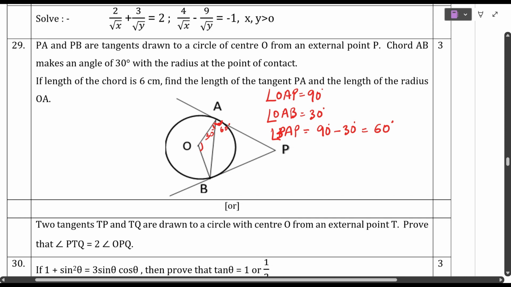And also we know that PA is equal to PB. Tangents from the external point are equal. Understood, students? If you take this triangle PAB, two sides are equal here and this becomes an isosceles triangle, and this angle will also be equal to 60 degrees.